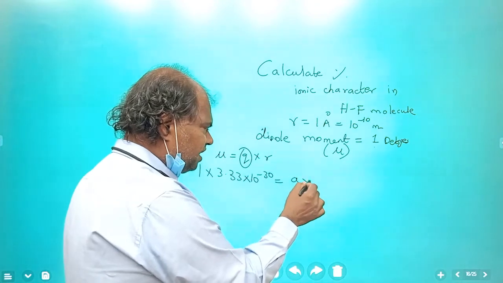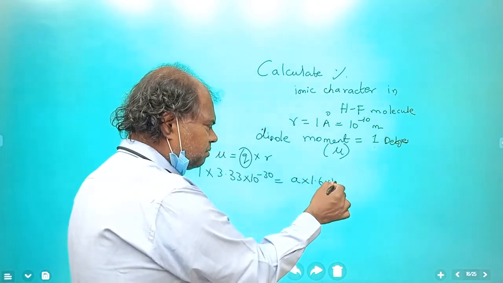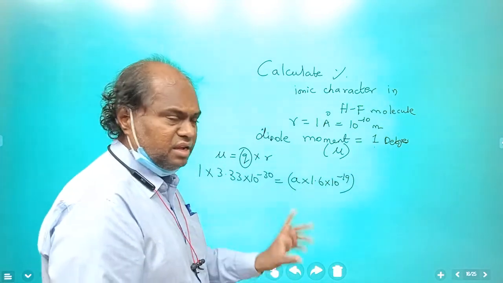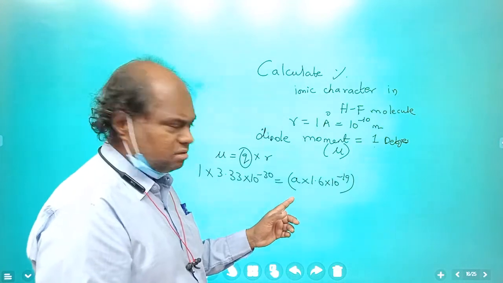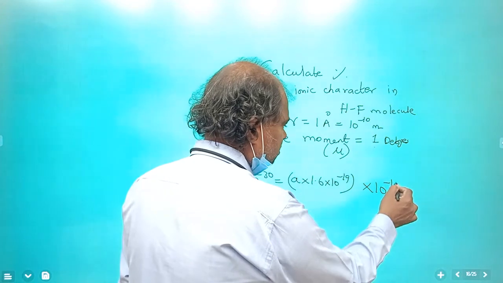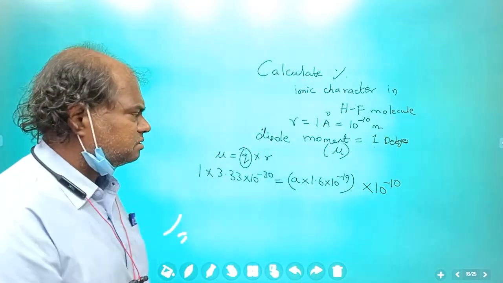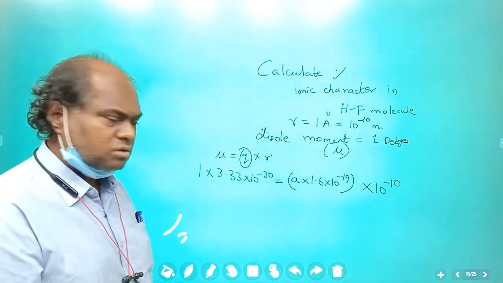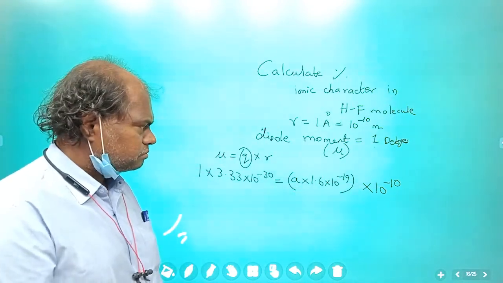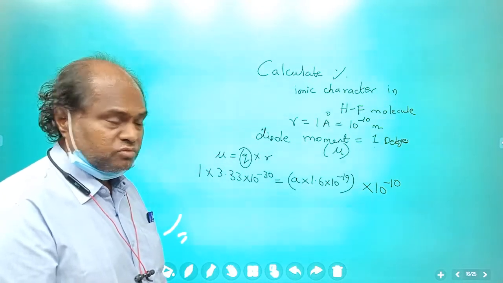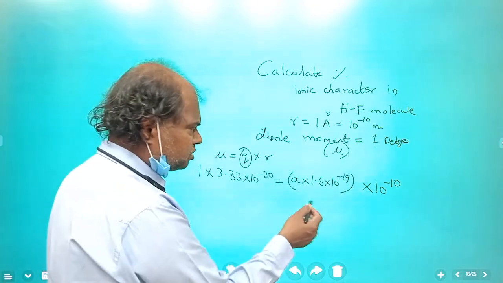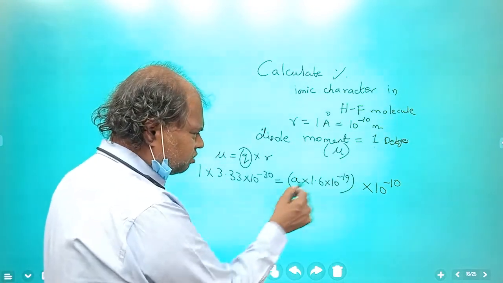Let me write A. A into 1.6 into 10 to the power minus 19. In terms of electron, you're writing A into that. So we'll calculate A. And what is R? 10 to the power minus 10. Getting it? We're writing in terms of the electron. Fine? So if you solve this, you will get very close to 0.2.